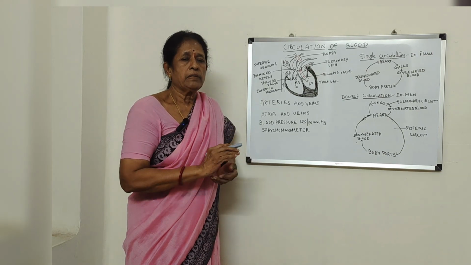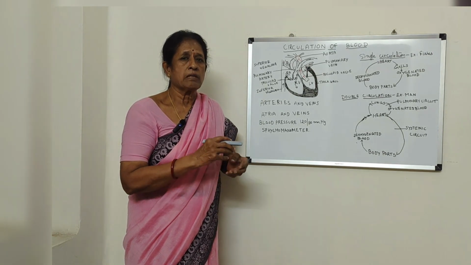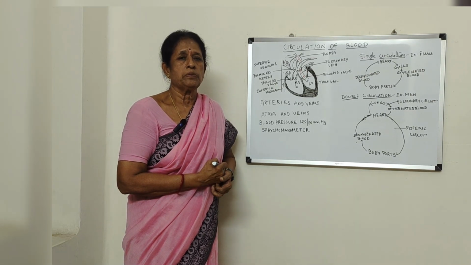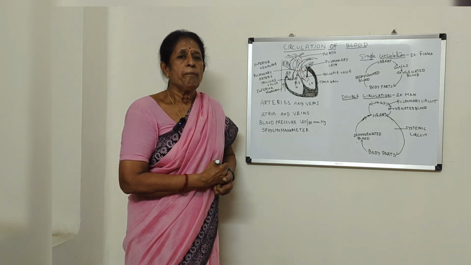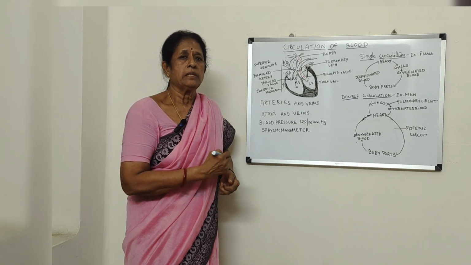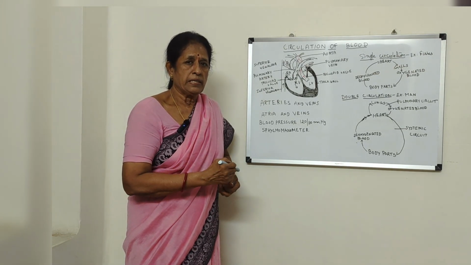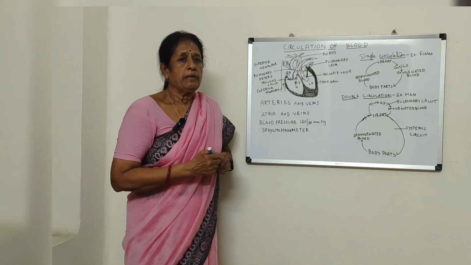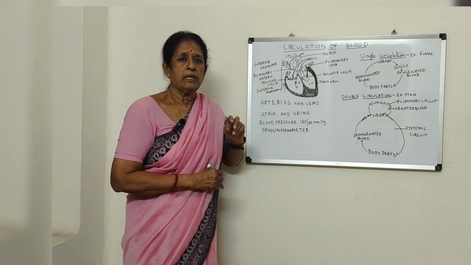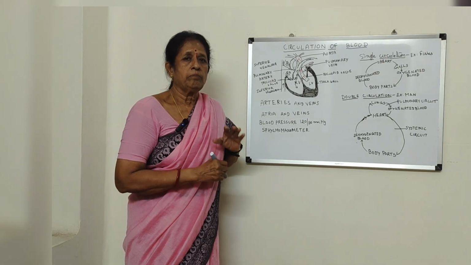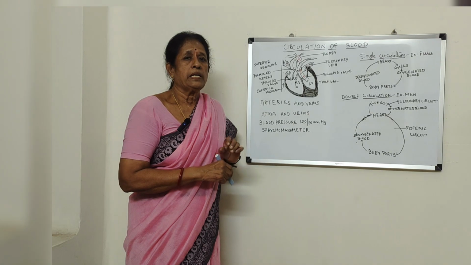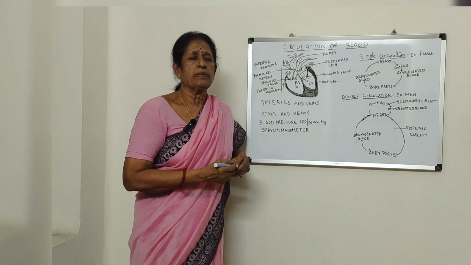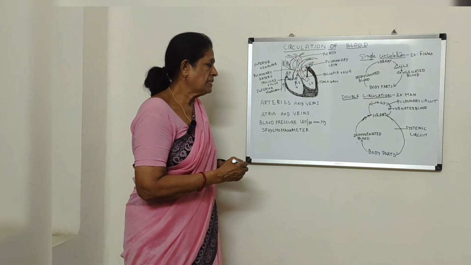So arteries end with the capillaries, whereas veins start with the capillaries. They collect waste materials, that means carbon dioxide that is produced during cellular respiration, and waste materials that are present in the cells. They are collected by the veins and they take it back to heart. So that is the function. I told you, the walls of the arteries are thick because there is more blood pressure in the arteries, and the walls of the veins are thin because there is less blood pressure.